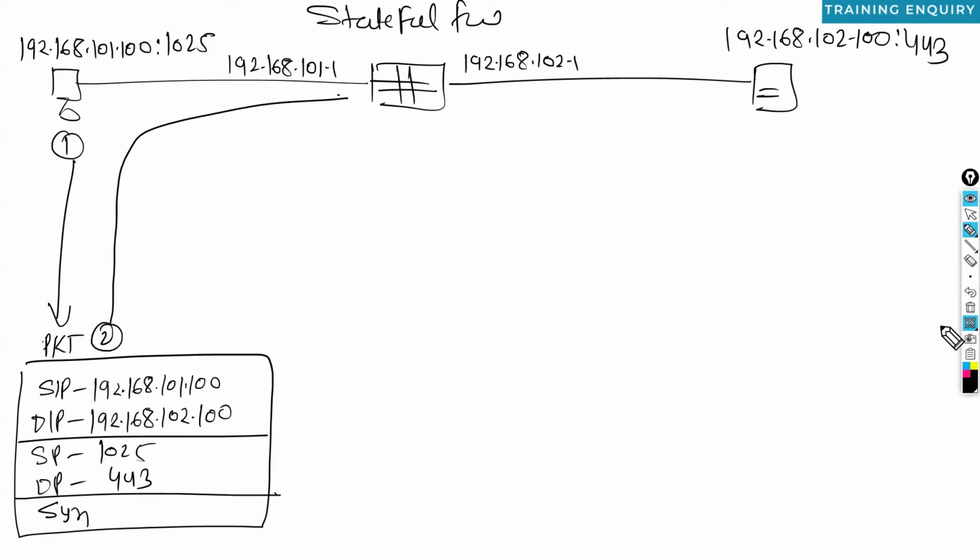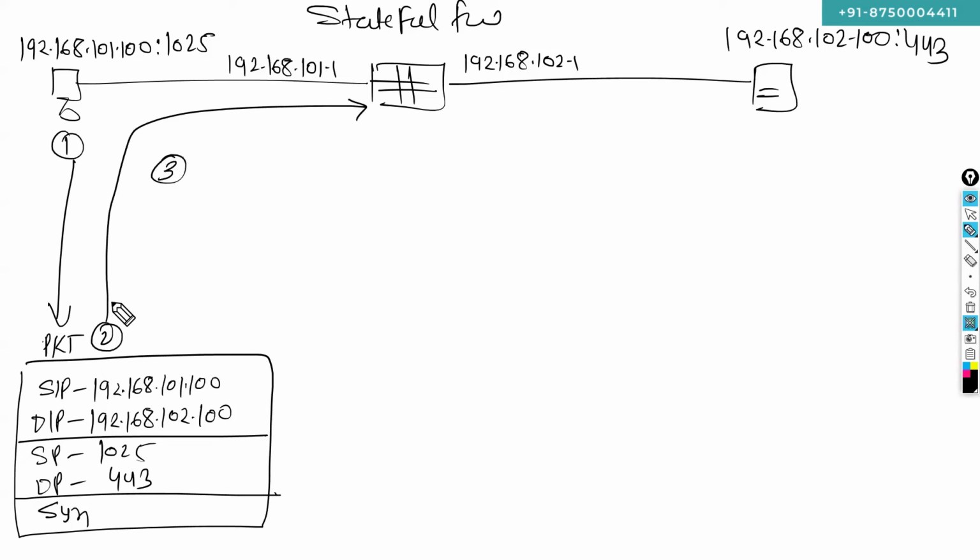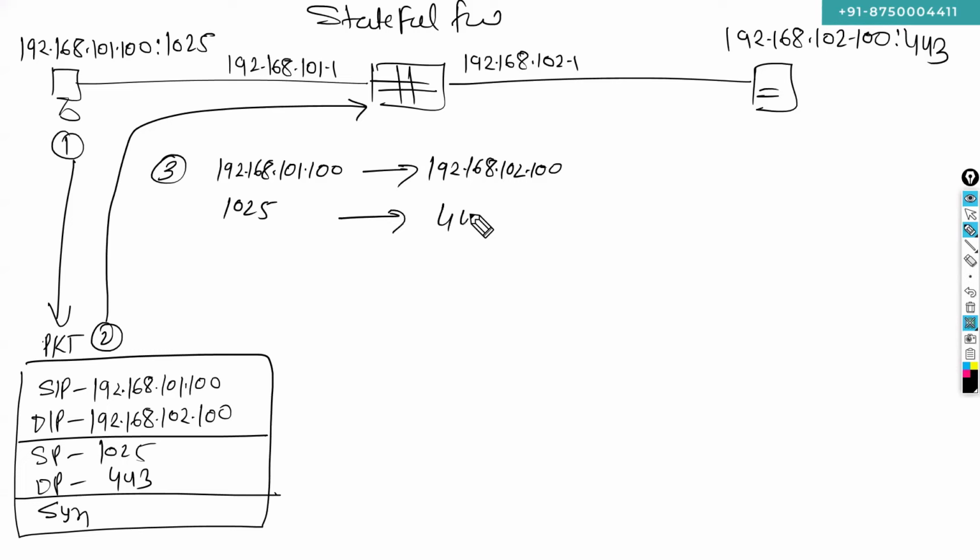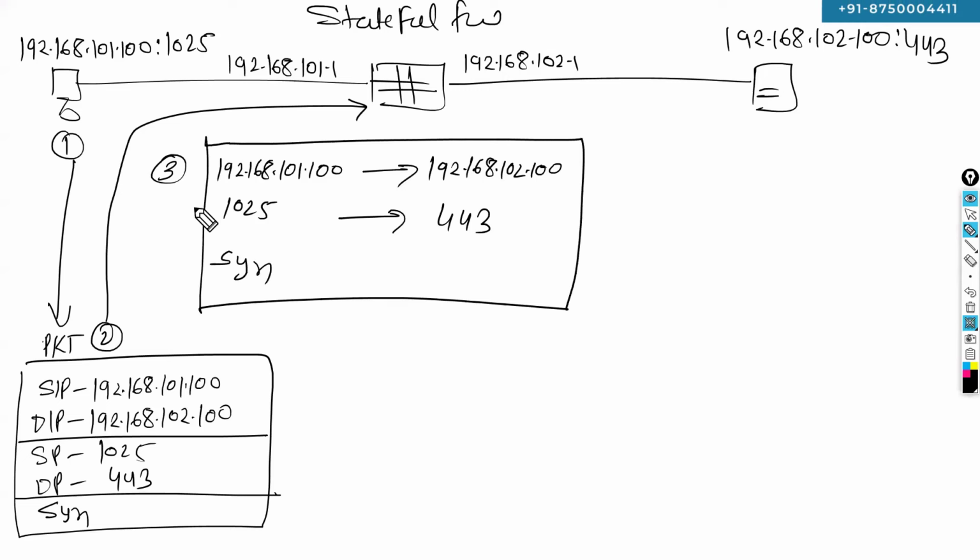It will be forwarded to the stateful firewall. When the stateful firewall receives it, it will create a database of who is coming. Source IP 192.168.101.100 is coming, going to 192.168.102.100. Source port 1025, destination port 443, and which flag is going? TCP SYN. Such a database will be created by the firewall. Then the firewall will forward this packet to the actual server.